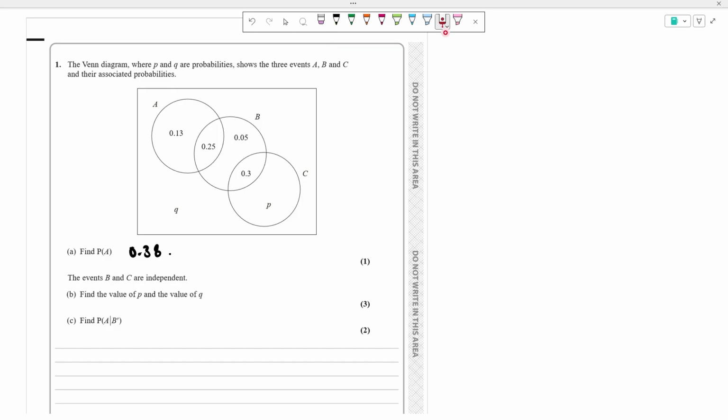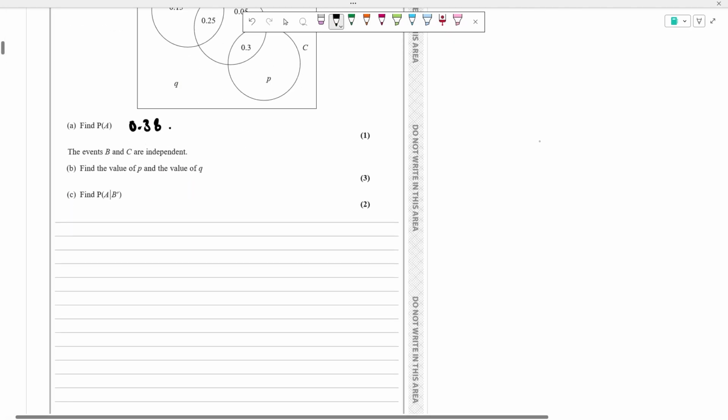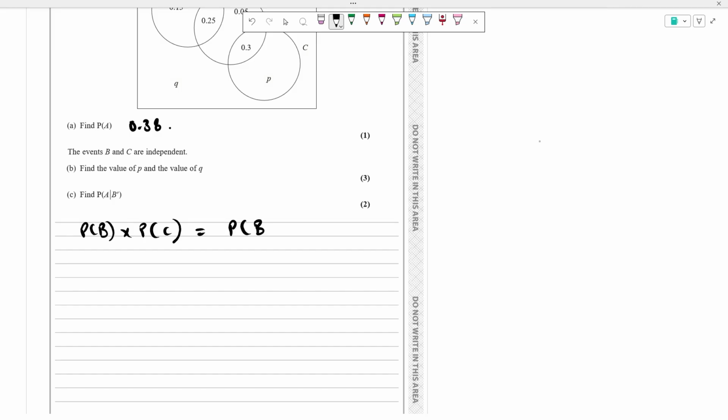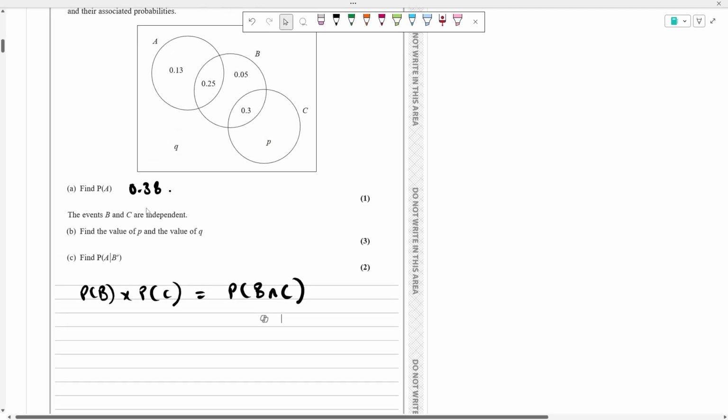Next question, the events B and C are independent. I'm going to stop right there, and I'm going to write down my independent formula. I think it's a good habit to write down the formulas when you can. When you have two events multiplied together and they're independent, they make the intersection of those two events. You might be used to these being A and B, but I'm just writing it in the context of this question. It's exactly the same thing.